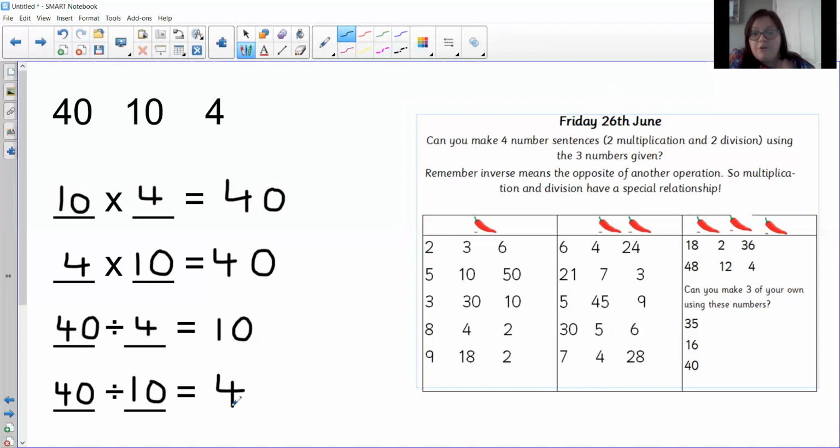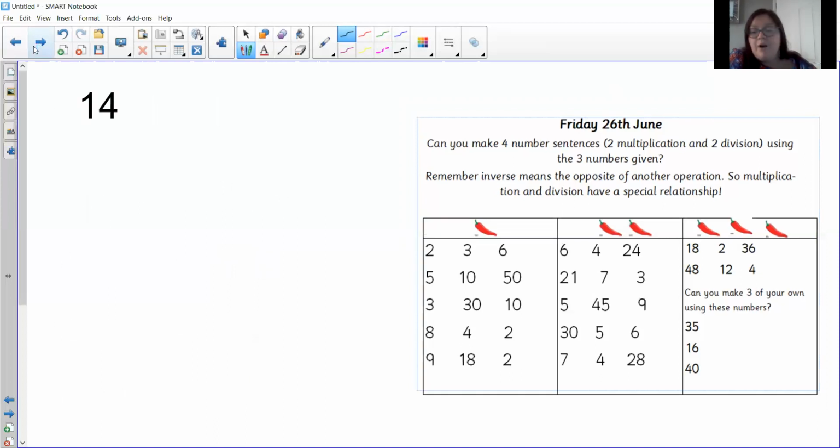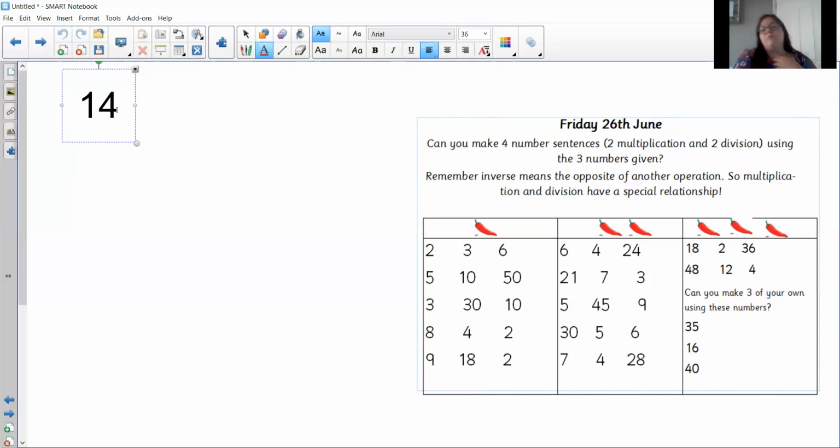Okay, so that goes for the 2 chili and 1 chili, and a couple of the 3 chilies will follow that example. I'm just going to show you the challenging part of the 3 chili. So I've given you just one single number, which was 14 for my example here. You've got 35, 16 and 40 in your task today. So I need to think of some number sentences that will have 14 in.